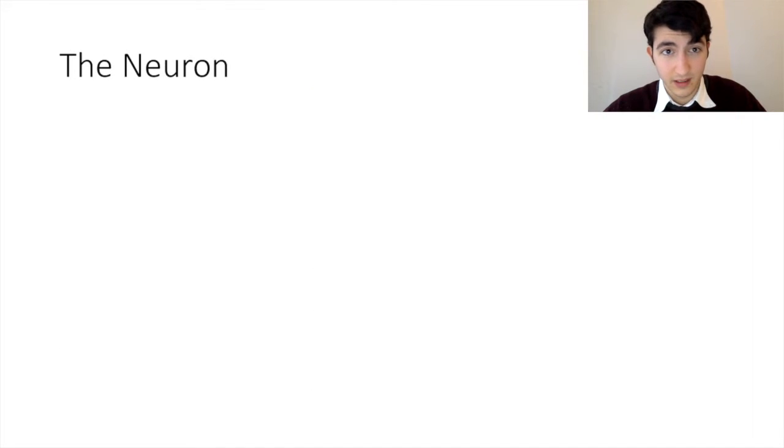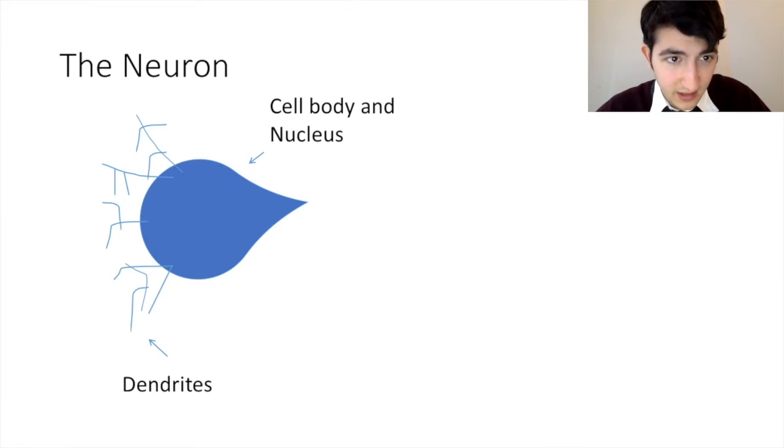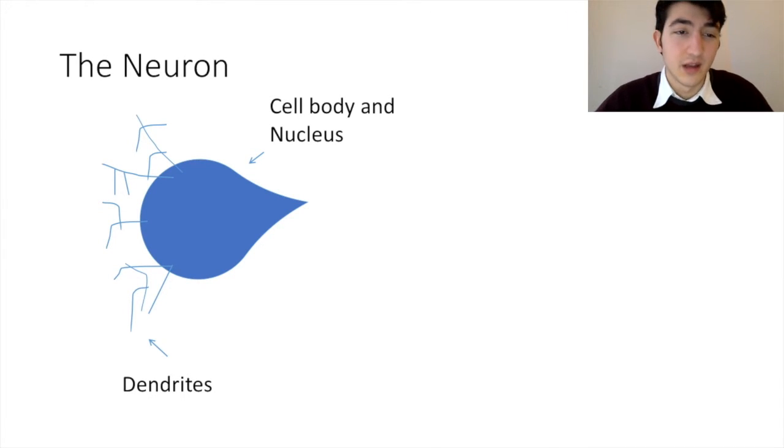So the first thing we need in the neuron, of course, is its cell body and its nucleus. Its nucleus will contain the genetic info needed to make the rest of the neuron. And attached to the cell body are dendrites. And as you can see, dendrites are sort of branchy and sticking out in all directions. And actually, the Greek word dendrite means tree. So it's up to you to think if that's a coincidence or not.